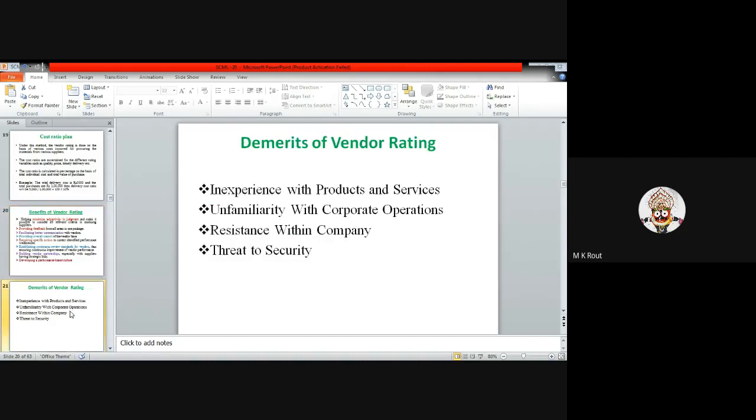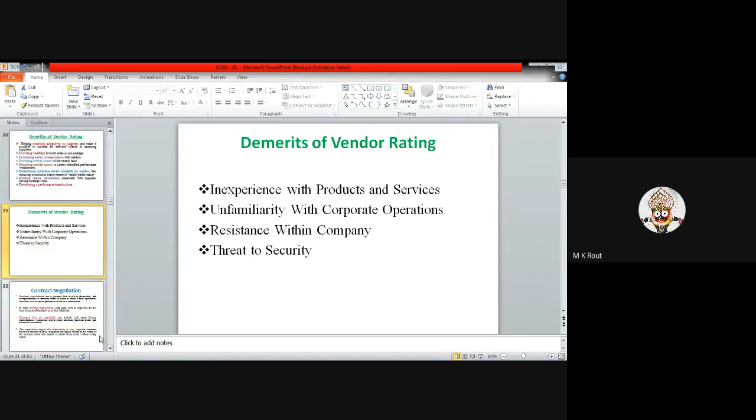Moving to the next one, the demerits of vendor ratings. The first one is inexperience with product and service. The next is unfamiliarity with corporate operations. And the next one is resistance within the companies. And they also pose a threat to security. These are the different demerits of vendor ratings.